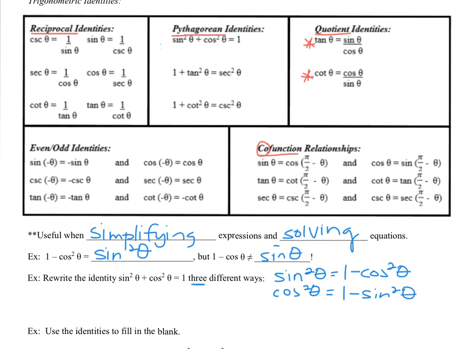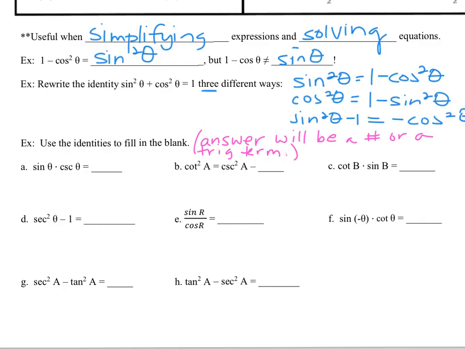Can we think of another way to rewrite this? What if I moved 1 to the other side and either sine or cosine to the right-hand side? That would give us something like, maybe sine squared theta minus 1. So if I have 1 on that left-hand side, that means I have to move cosine over to the right, which would make that negative cosine squared theta. Just some ways to interpret those Pythagorean identities.